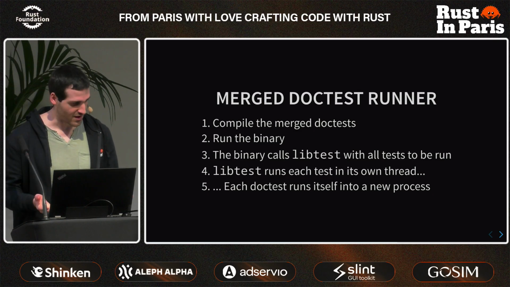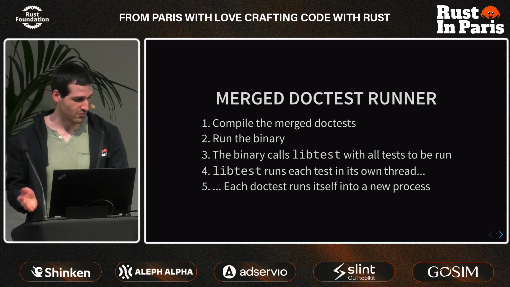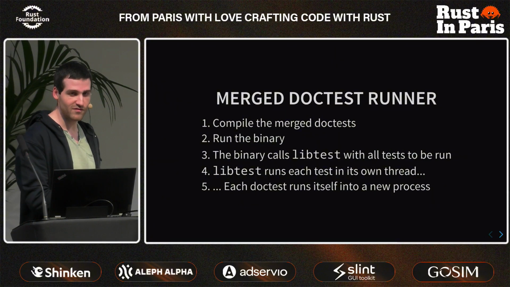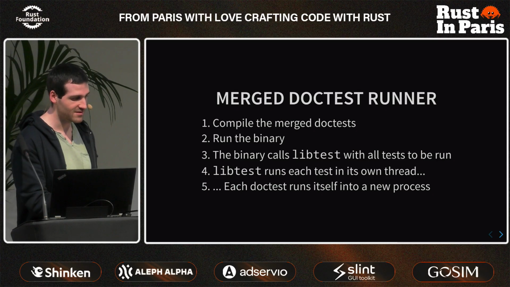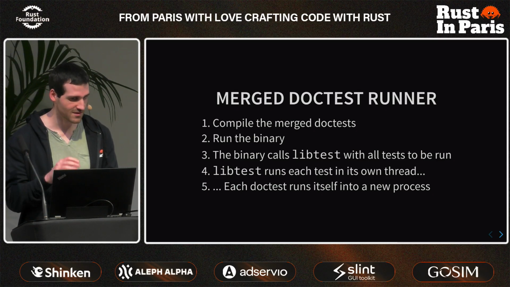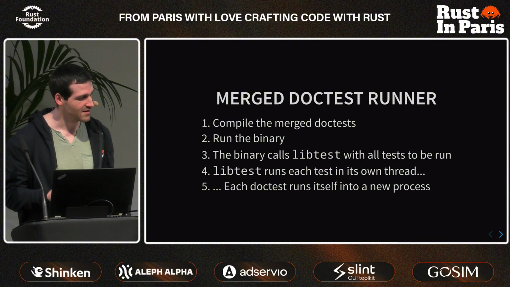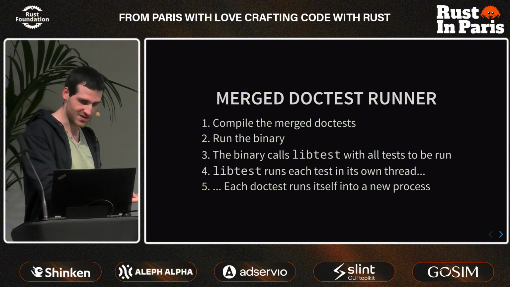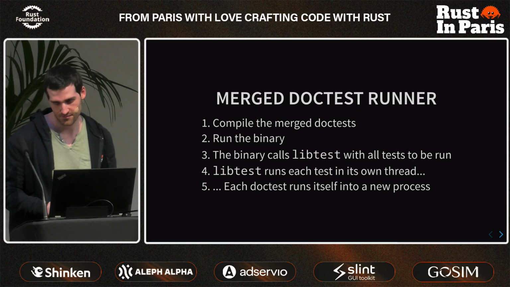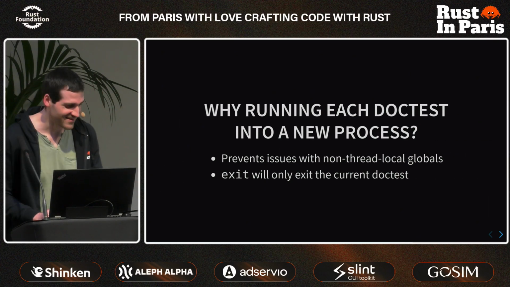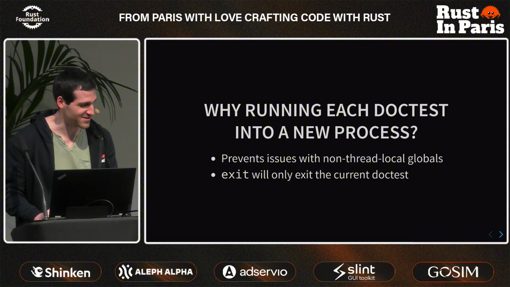So first, we compile the doctest. And finally, we run the binary. So at this point, everything is good. Now the binary calls libtest with the list of all the doctests to be run. Libtest runs each test in its own thread. For now, everyone is still following. And each doctest now restarts itself into its own process. Because, you see, lucky for us, there is an explanation just right now.